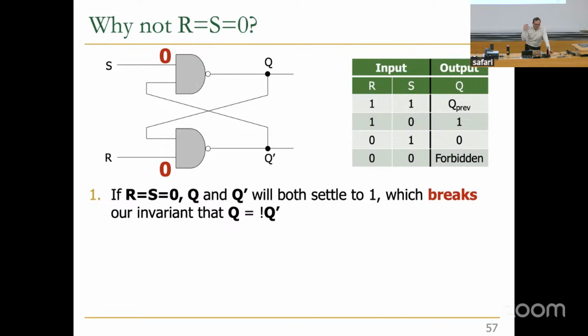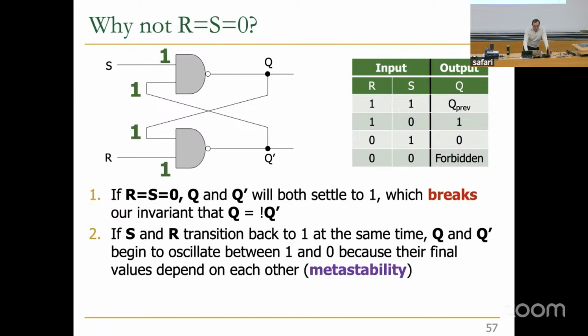Essentially, this is what I said. You break your invariant, which is logically wrong. The second reason is, if S and R were 0, and you transition back to 1 at the same time, Q and Q bar begin to oscillate between 1 and 0. And their final values depend on each other. This is metastability that we're going to see.